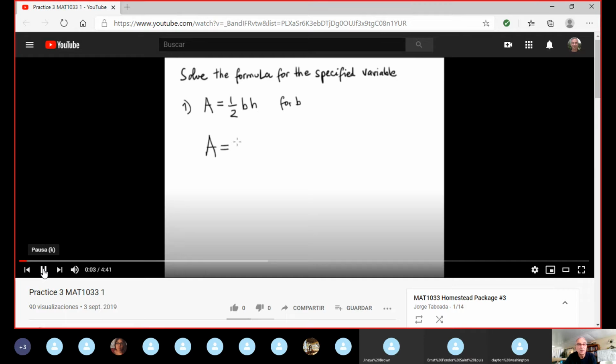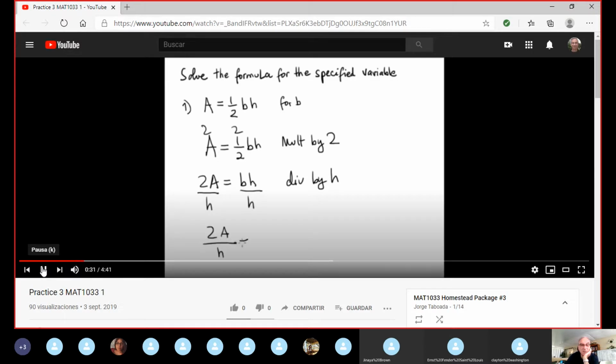Look. Okay, this is the formula. I copy it again. Multiplication by 2. I do it step by step. 2A is equal to BH, and finally divided by H. Step by step, you see much better. Because A is divided by H on both sides, it is 2A over H equals B. And that is the solution.